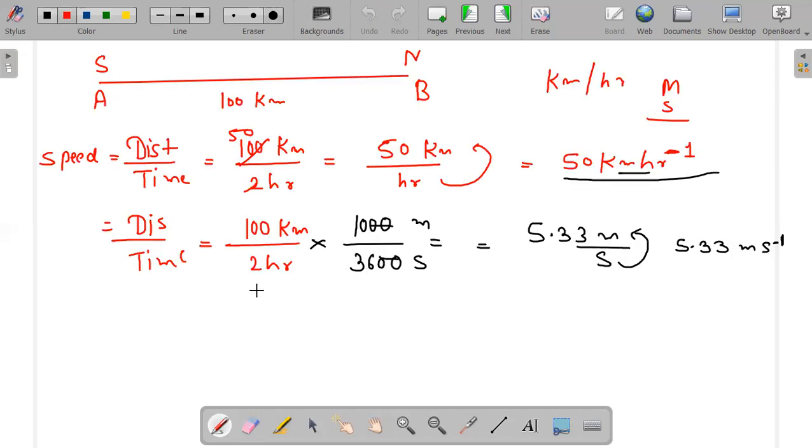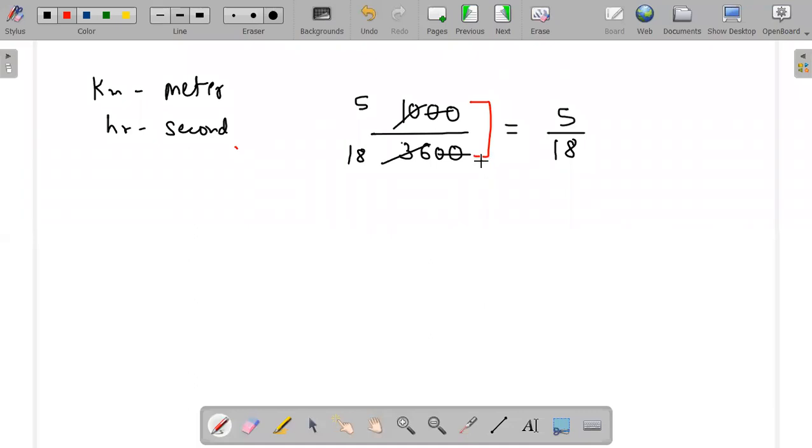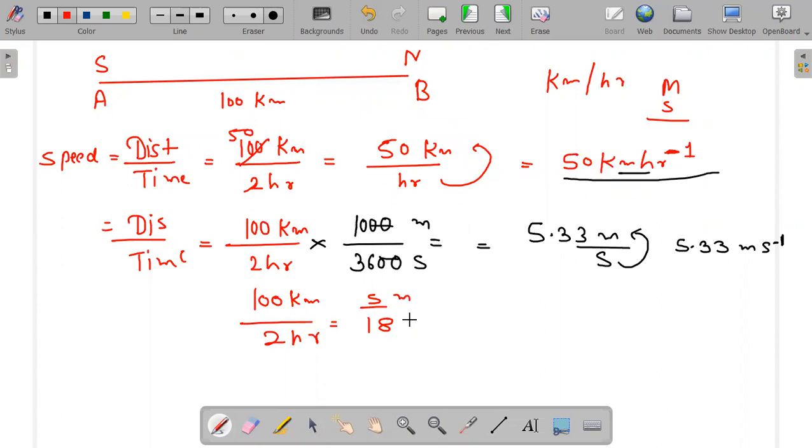Now in this case it is 100 kilometer and it is 2 hour, and I want to convert kilometer into meter and hour into second. So instead of writing 1000 upon 3600, I can directly write 5 upon 18, because you know the value is the same. 1000 upon 3600 is equal to 5 upon 18. So I can write this is meter and this is second, and you will have the same value. Why am I writing meter upon second? Because the kilometer and hour units are no longer there, because I multiplied them.